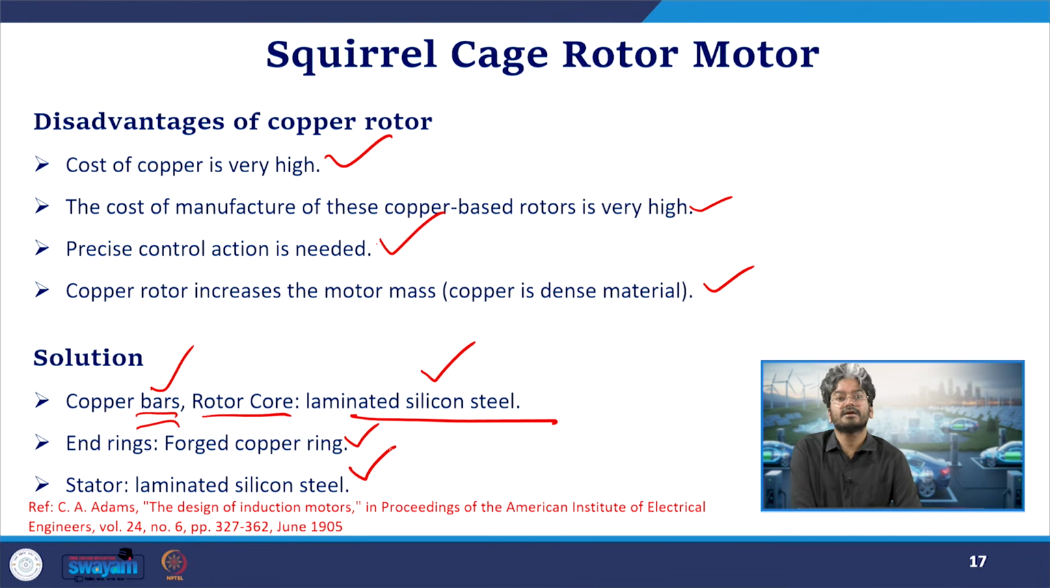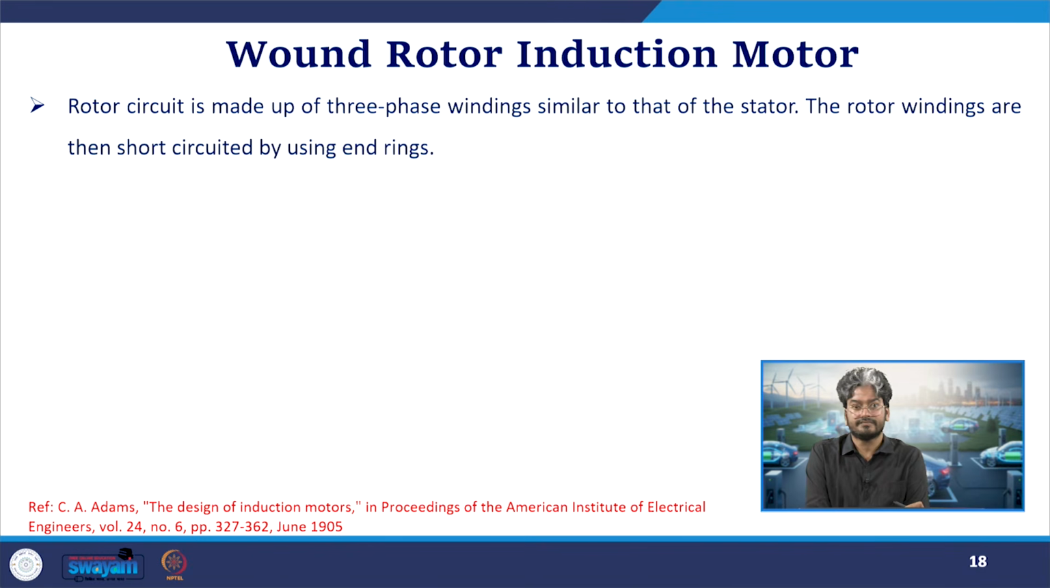The laminated stator circuit is always fixed, whether we go for an induction machine based on the squirrel cage type or the wound rotor type, it will be the laminated silicon steel. But in our electric vehicle applications, we will be concentrating on the squirrel cage induction machine. There also we will find that it will be made from laminated silicon steel. Then in the wound type, the rotor circuit is made of 3-phase windings similar to that of the stator circuit. The rotor windings are short circuited by using the end rings.